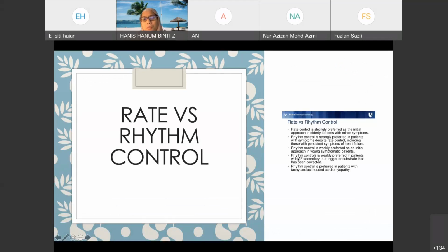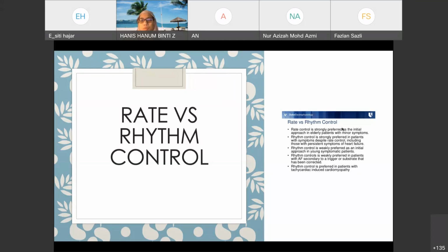Now, how do we choose rate versus rhythm? Like I said, it's always a debate. Rate control therapy is strongly preferred as the initial approach in elderly patients with minor symptoms. Rhythm control therapy is strongly preferred in patients with symptoms despite rate control, including those with persistent symptoms of heart failure. That means if we have tried rate control and it doesn't work, only then do we start rhythm control therapy.